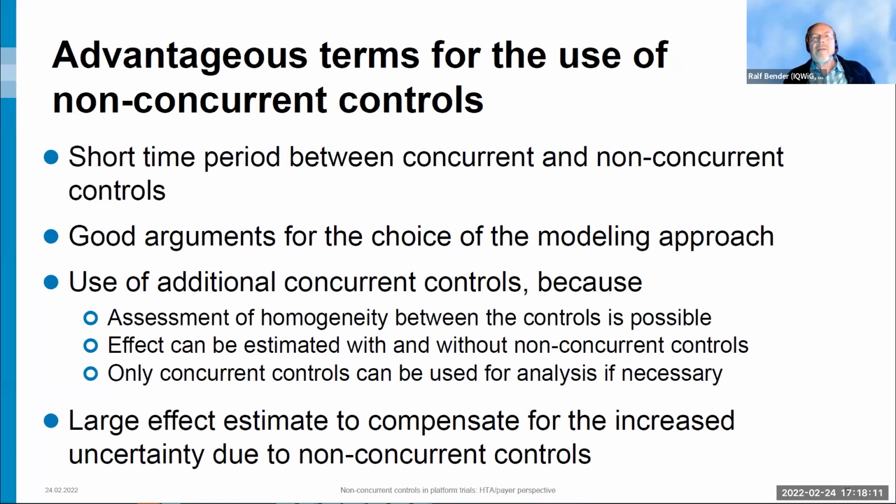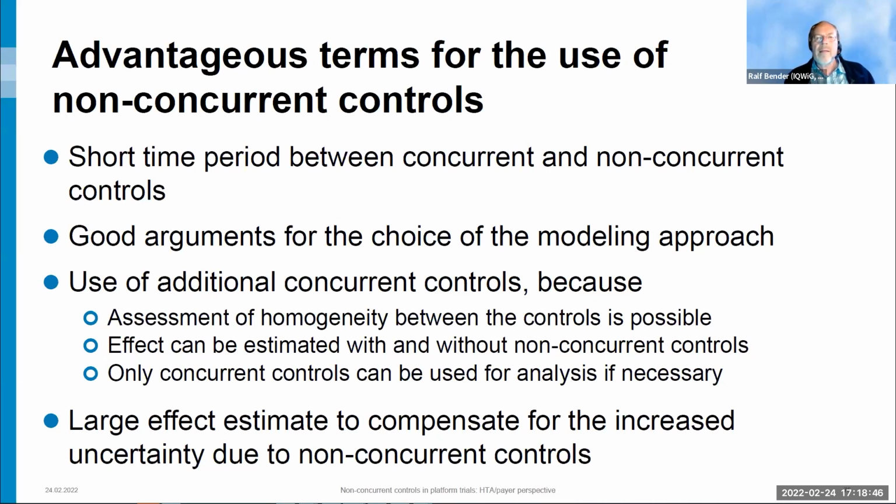So if you decide to use non-concurrent controls, there are some advantageous terms which can help to be successful at the final end. Of course, as the time period between concurrent and non-concurrent controls is short, it's a good feature. You need good arguments for the choice of the modeling approach. And at the very least, you should also include concurrent controls, because then you have the possibility to assess homogeneity between the two kinds of controls.